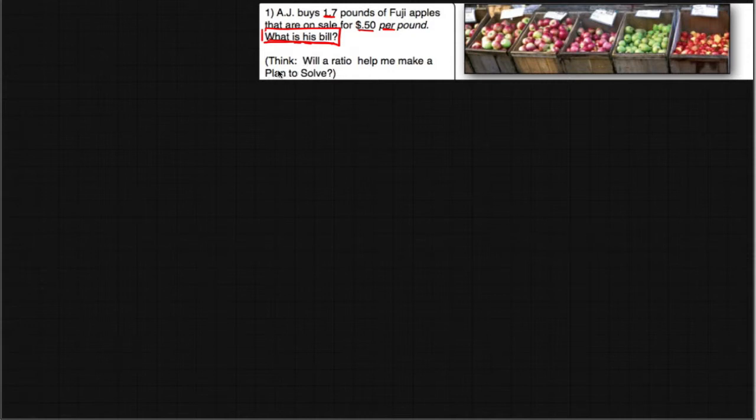It also says, think, will a ratio help me make a plan to solve? And I think that threw a lot of people off. But the problem is, when you have these three numbers up here, people aren't sure if they should multiply or divide, or what they should multiply by. Should they multiply 1.7 times 50 cents? Should they multiply 50 cents times 1 and divide by 1.7? People just kind of reach for all kinds of things. And we want you not to do that, right? You got to slow your roll there. Calm down. Read it again.